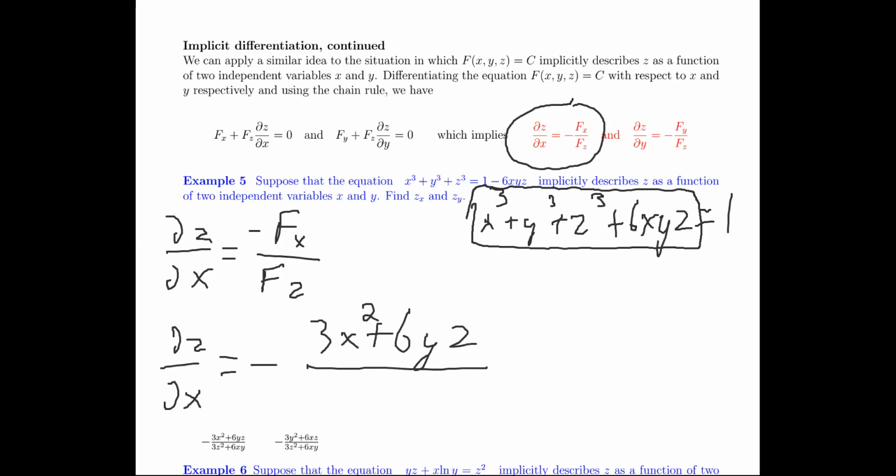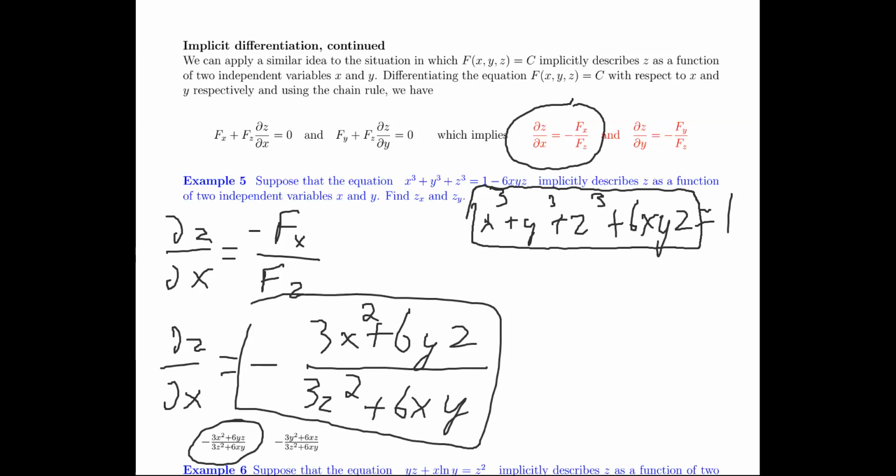So the partial derivative of x cubed with respect to z is 0. Partial derivative of y cubed with respect to z is 0. Partial derivative of z cubed is 3z squared. And then the partial derivative of 6xyz with respect to z is plus 6xy. And this gets our exact expression down here. So this is our solution.